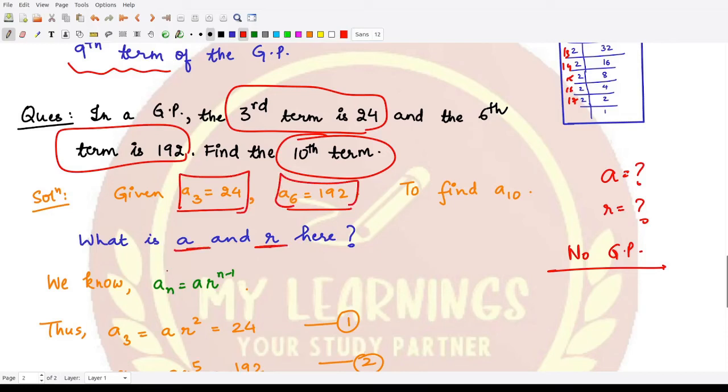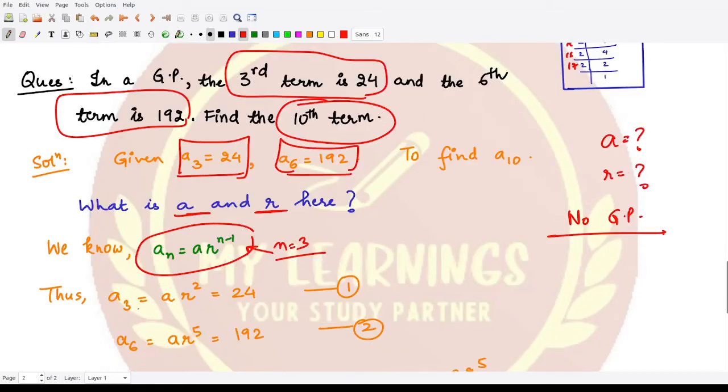So how can we do that? Let's have a look. Because we know the formula for general term is AN is equal to AR raised to n minus 1. So A3 would be, when you substitute n is equal to 3 into this formula, AR raised to power 2, right? So it is given to be 24. So we have just written it here and marked this as equation number 1. Now for this A6, we will substitute n is equal to 6 into this expression. So A6 would be AR raised to power 5, right? And this is given to be 192. So let's mark this as equation number 2.